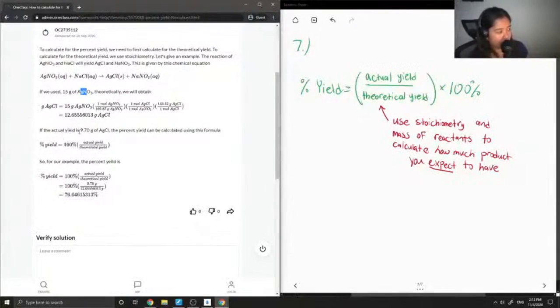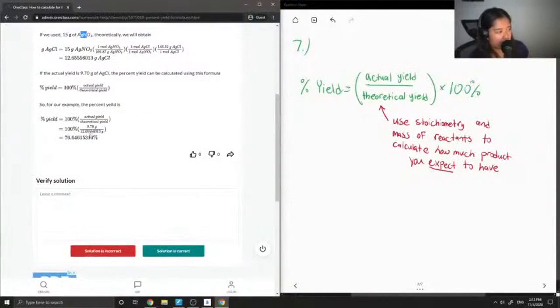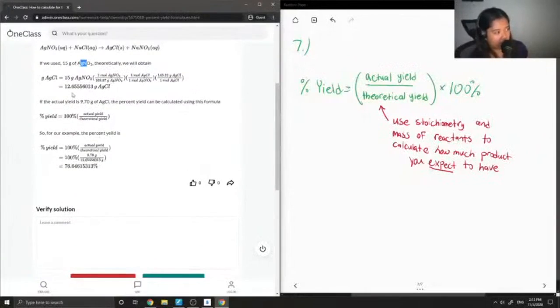If the actual yield is 9.7 grams of silver chloride, the percent yield can be calculated using this formula. So percent yield is equal to 100% times actual over theoretical yield. So you do 9.7 divided by the theoretical 12.65 times 100. So here their percent yield was 76.646%. So that's actually pretty good. So this solution is correct.